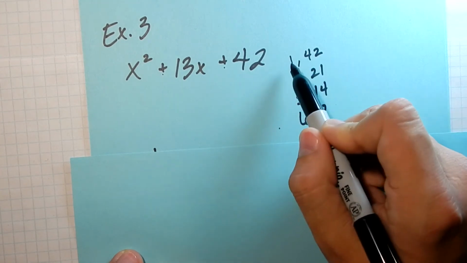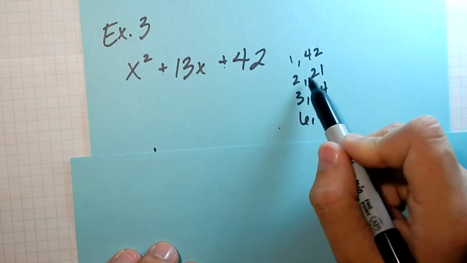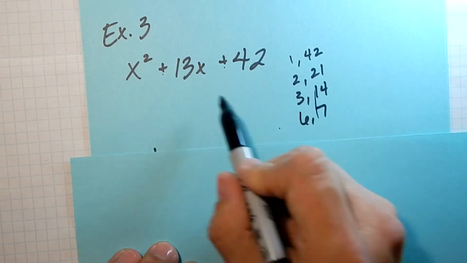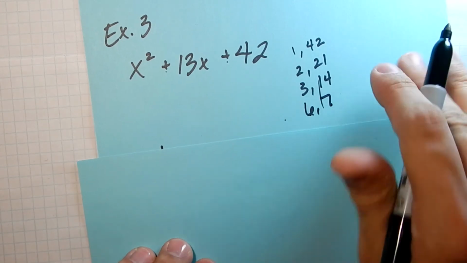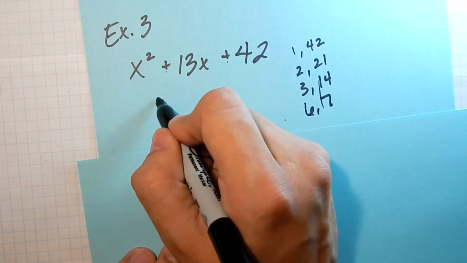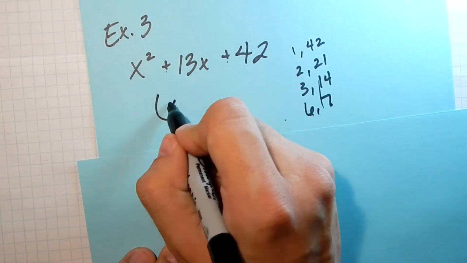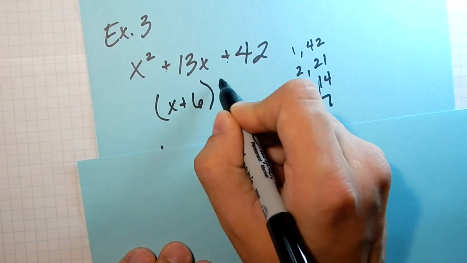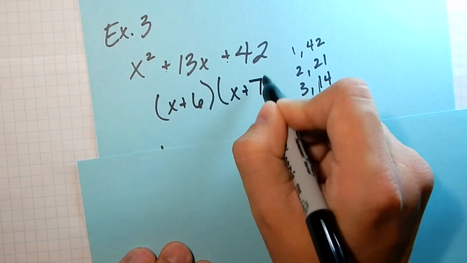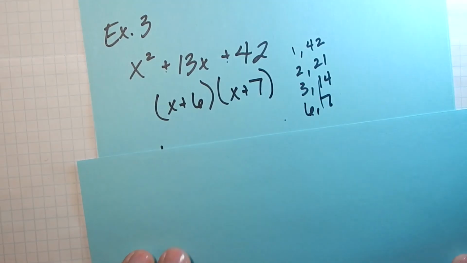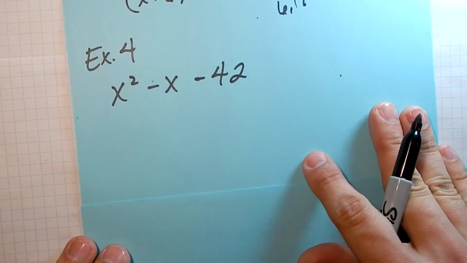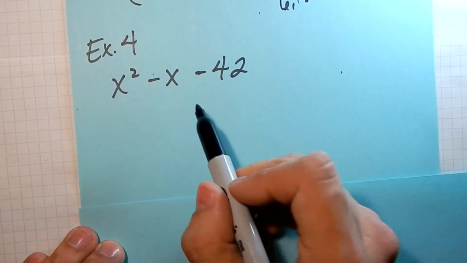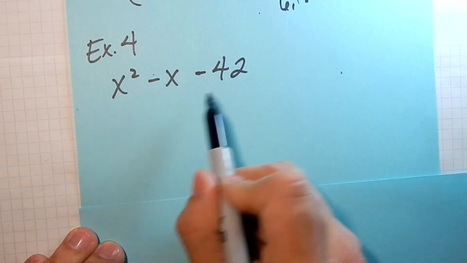So 42 and 1, that gives me 43. That's too big. 14 plus 3 is 17. That's still too big. We want 13. 6 plus 7 is 13. So when we go to write our factors out here, we have x plus 6 and x plus 7. Not too bad. The next example, and this will be our last one for this video, the next example we're looking at is sort of similar to the last one.